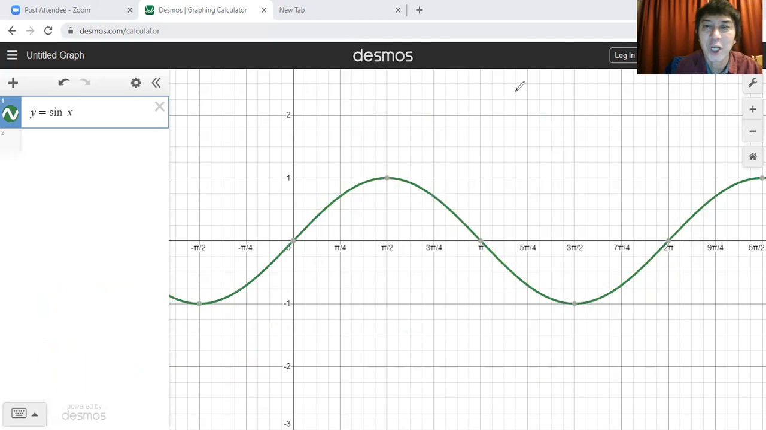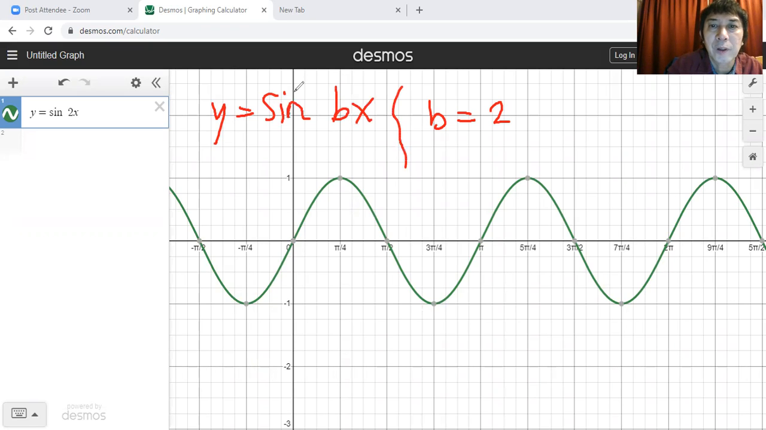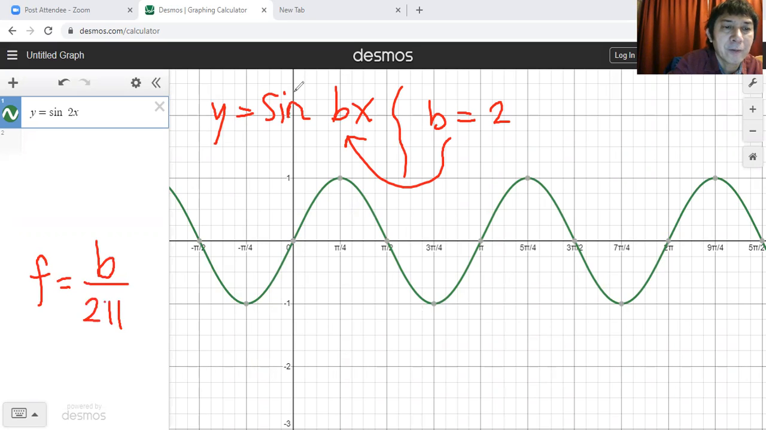All right, what if we change this to 2? Say for example this is sine of 2x. This time our b is 2 from y equals sine bx. Our b this time is 2. Now the formula for the frequency will still be b over 2 pi.